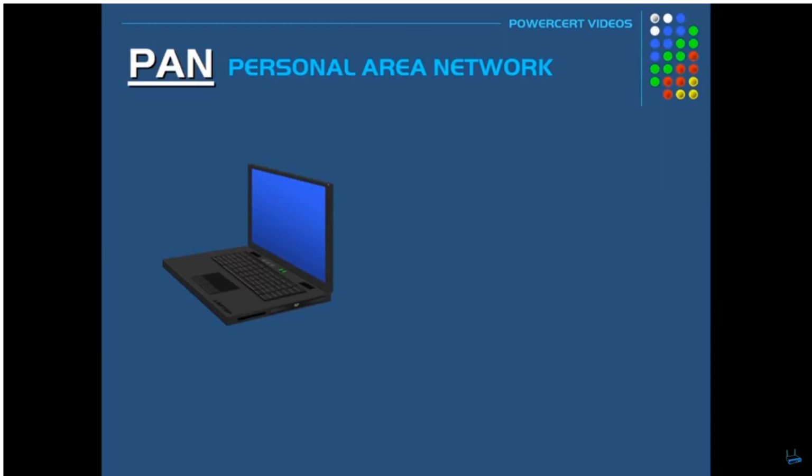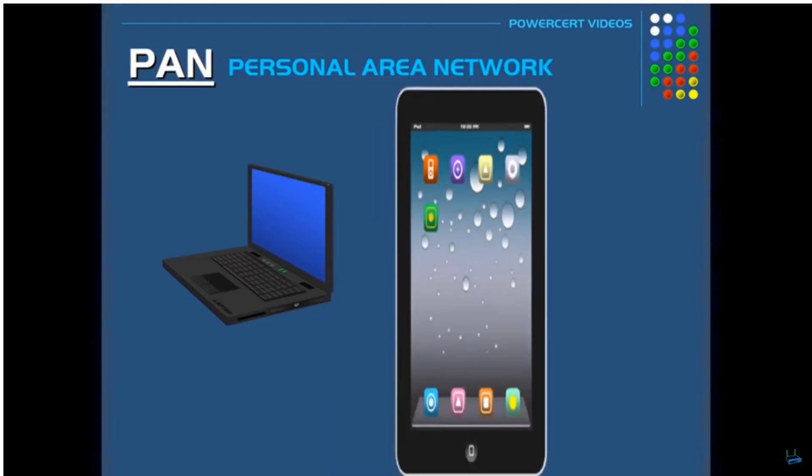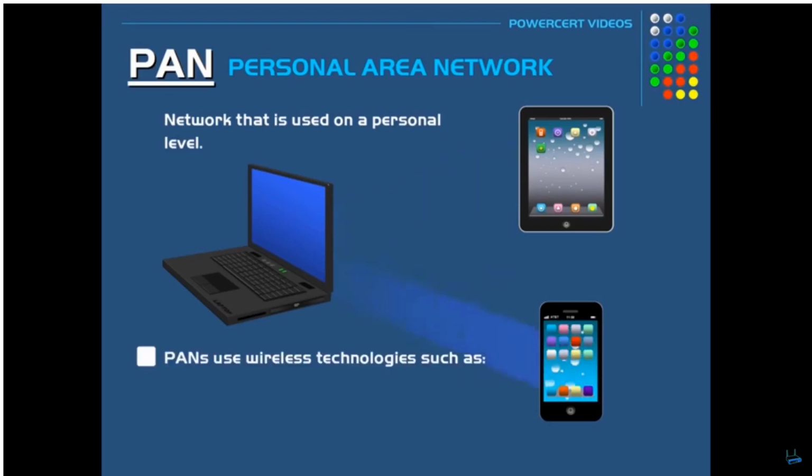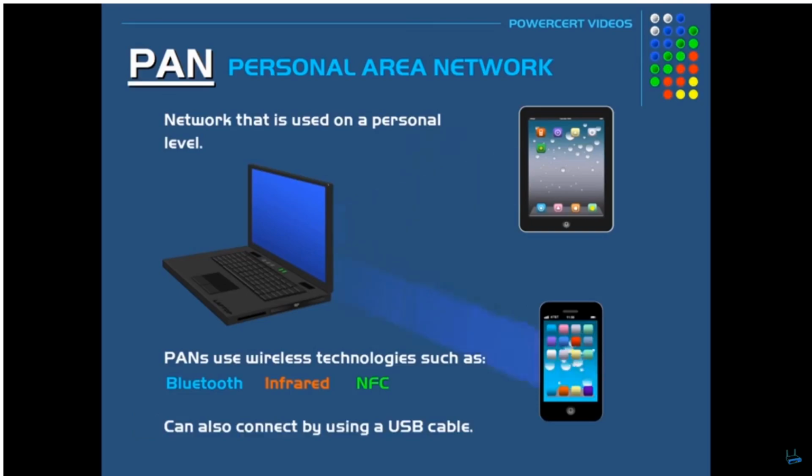So let's first talk about a PAN. PAN stands for Personal Area Network. This is a type of network that is used on a personal level. It's a small network used for connecting devices such as smartphones, tablets, and laptops. They connect to each other using wireless technologies such as Bluetooth, infrared, and near-field communication, or NFC. But they can also connect using a wired connection, such as a USB cable. PANs are generally used for transferring small files, such as music, photos, calendar appointments, and so on.